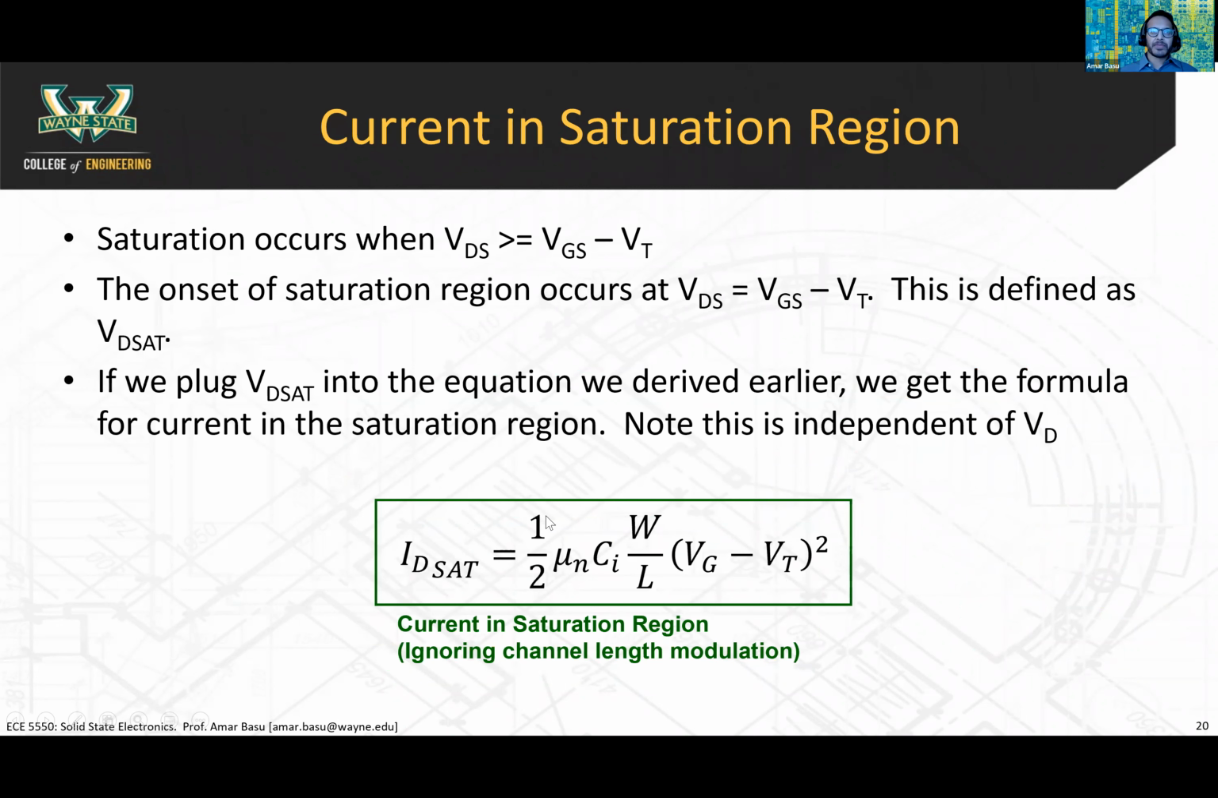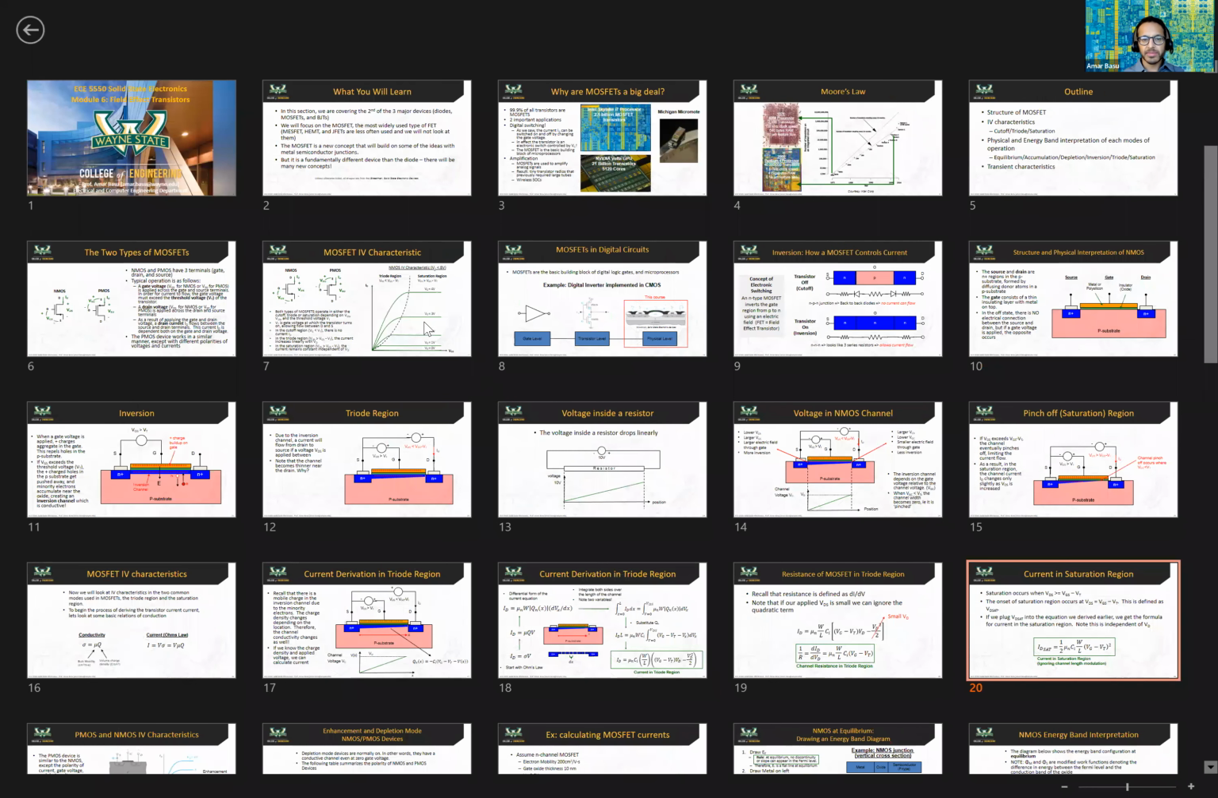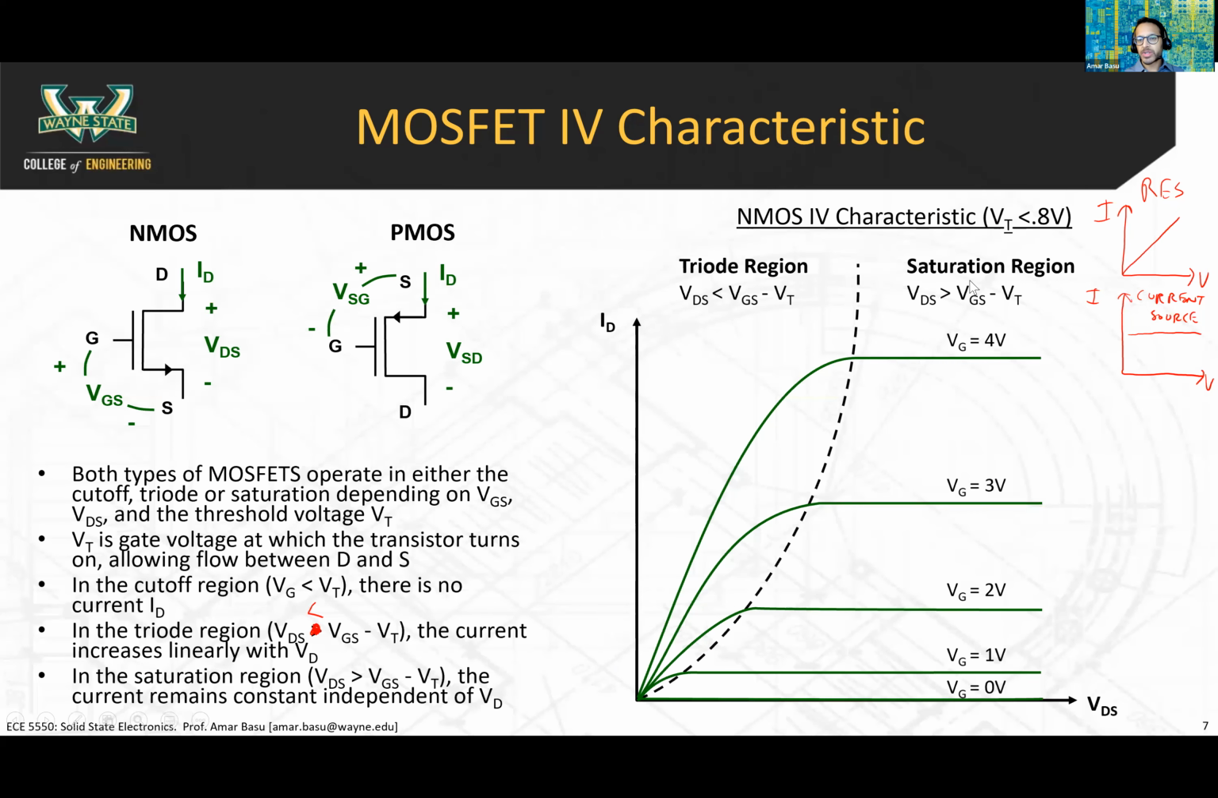And then finally, the current in the saturation region. This is what occurs when VDS is greater than VGS minus VT. This is where the pinch-off effect occurs. If we look back at this graph here, we said that the saturation region occurs when VDS is greater than VGS minus VT. Triode occurs when VDS is less than VGS minus VT. So the boundary between the two regions is when VDS is equal to VGS minus VT. That's what this dotted line represents here.